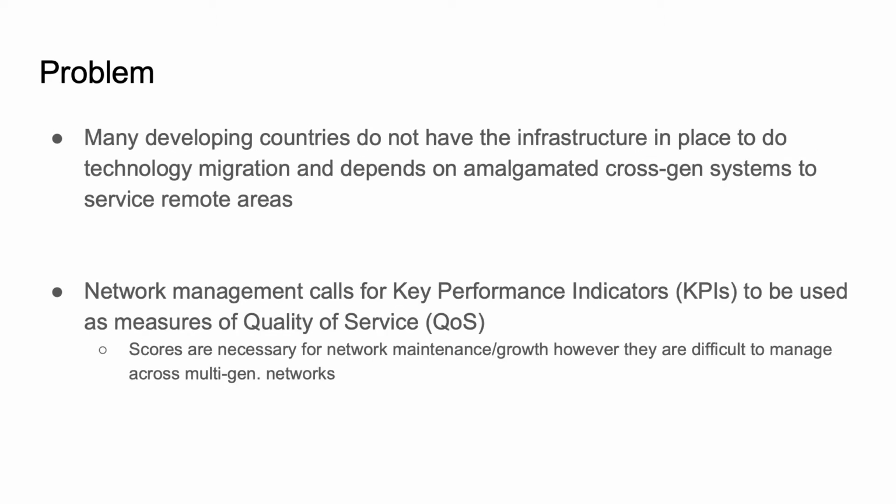This problem is more severe for developing countries, as many developing countries do not have the infrastructure in place to do technology migration, and depend on amalgamated cross-gen systems to service remote areas. Network management calls for KPIs to be used for measures of quality of service, and scores are also necessary for network maintenance and growth. However, they're very difficult to manage across multi-generational networks.